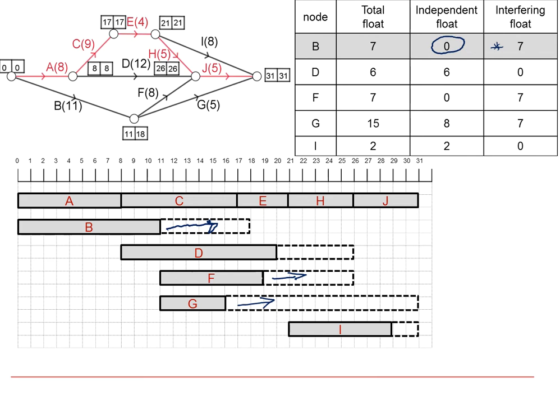And similarly for F. The only activity which comes after D is J, and you can see here that even if D uses all of its float and finishes at this point, it's not going to affect J, and therefore all of D's float is independent and none of it is interfering.